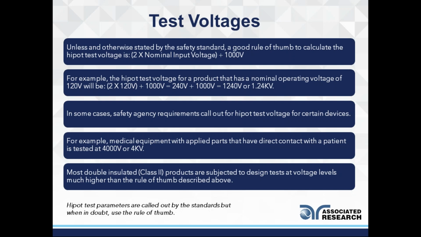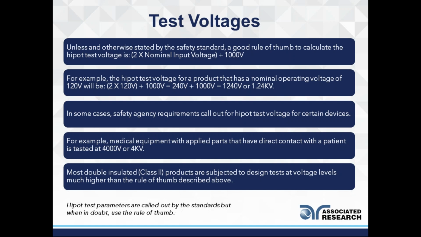Meaning a good example would be any product that has a 3-prong line cord, with the third pin being the ground pin that is connected directly to the chassis of the product. Now, Class 1 products do have insulation as well. That's why Hipot test is required to be performed on Class 1 products.